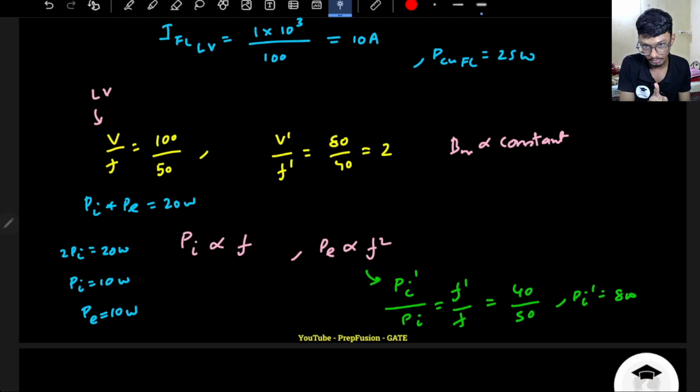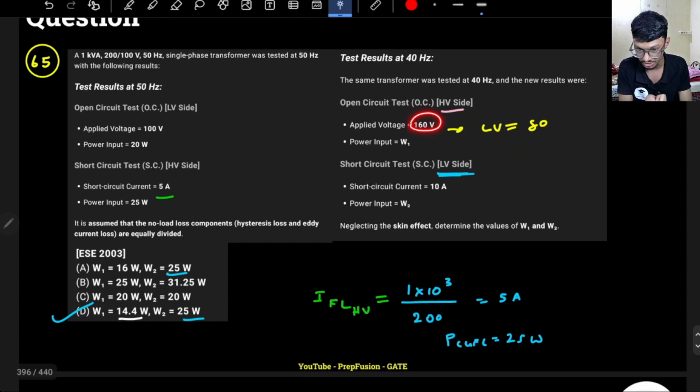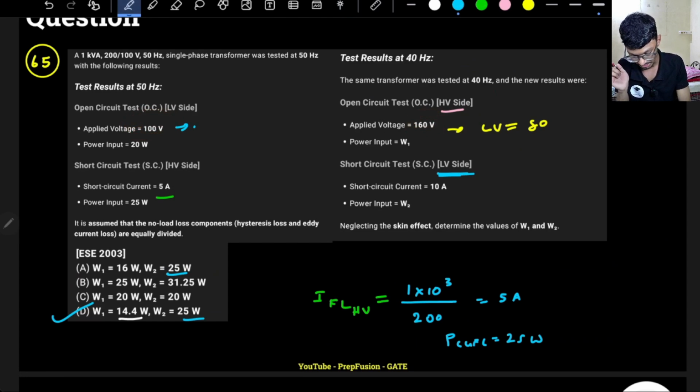But you have a problem. You are comparing the voltage in the high voltage winding here, and here the voltage is in the low voltage winding. So the number of turns has changed. Here the number of turns will be NLV. Here the number of turns will be NHV. So you have to take it into effect.